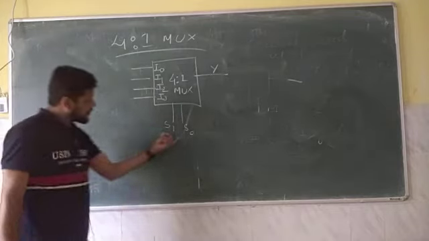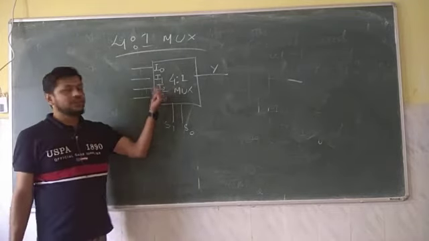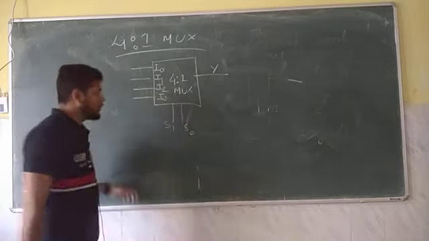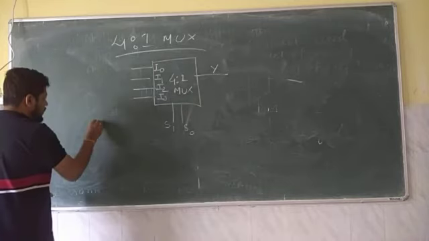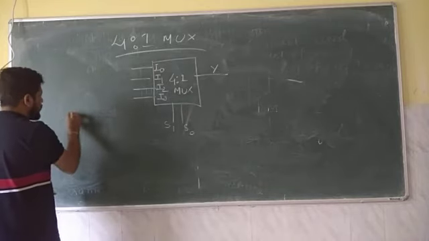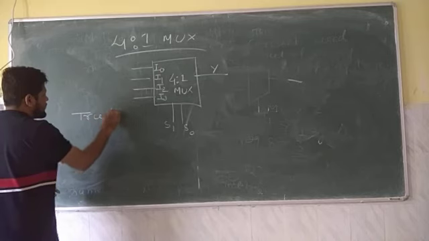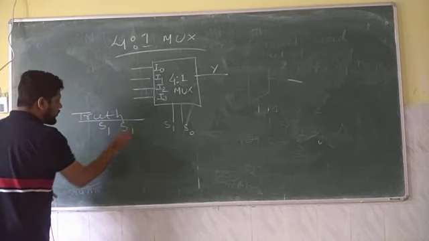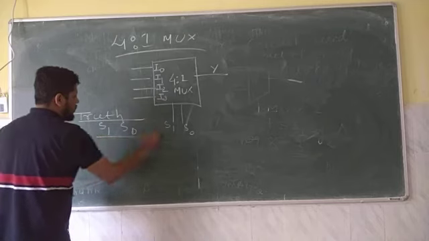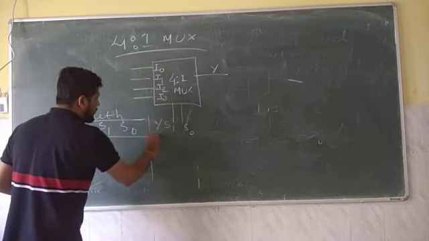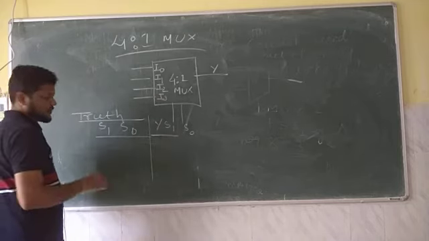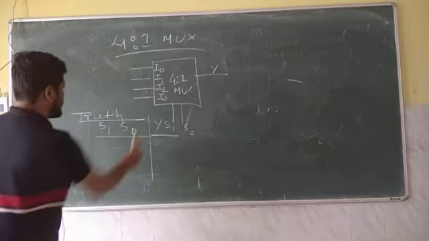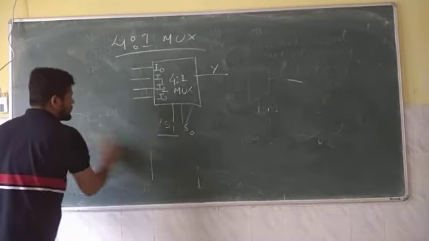The purpose of the selection line is to decide which input is going to connect with the output. Then how will it decide? So now we will draw the truth table. In the truth table, the selection lines are S1, S0, and we have output as Y.